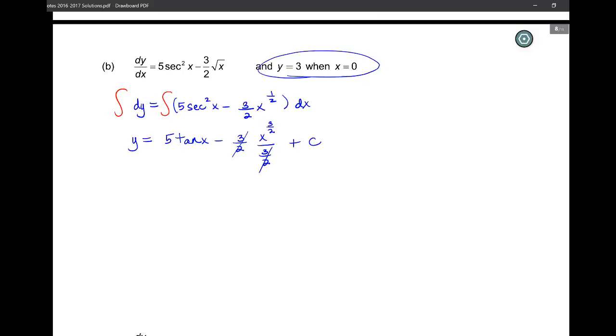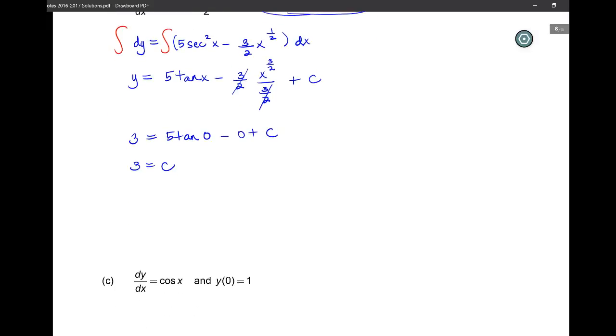I'm going to plug in y equals 3 and 0 for x. So basically we get c is 3 because tangent of 0 is 0. So I have y equals 5 tangent of x minus x to the 3/2 plus, not plus c, plus 3.